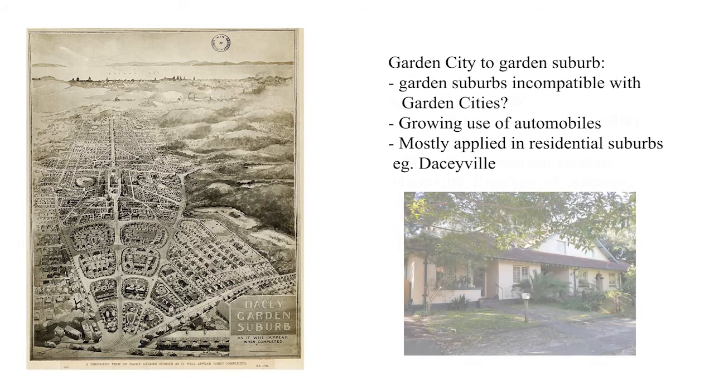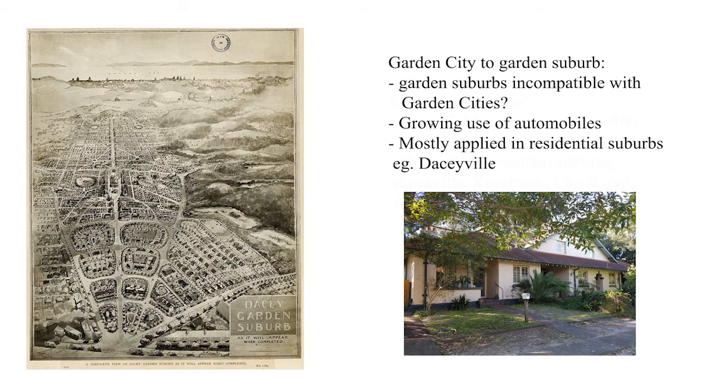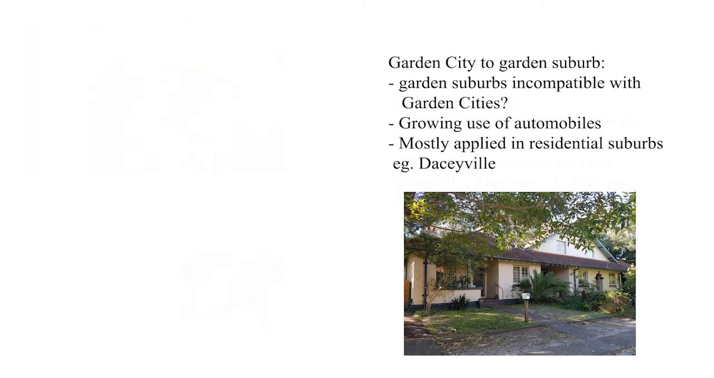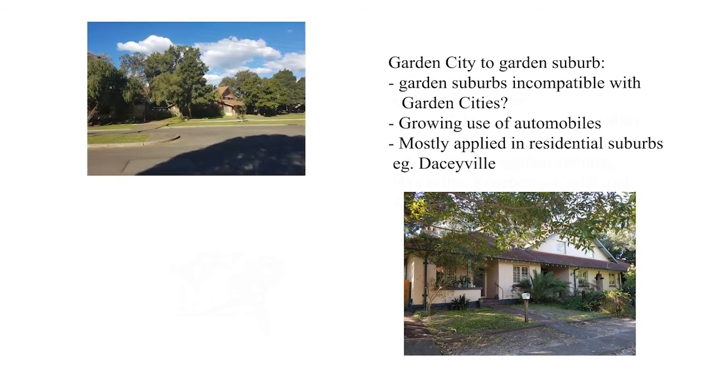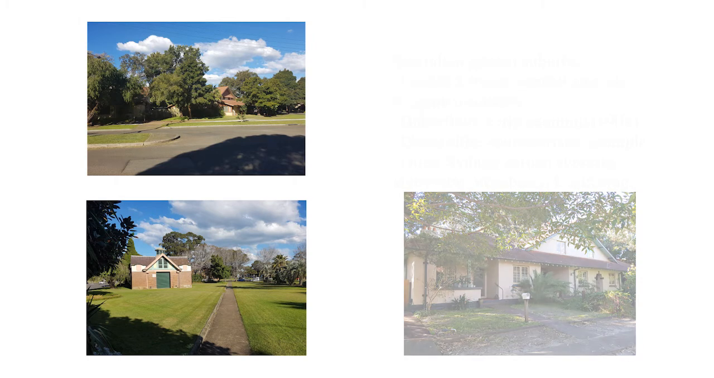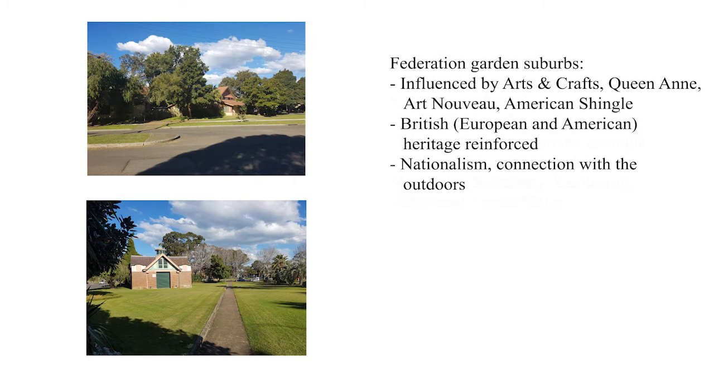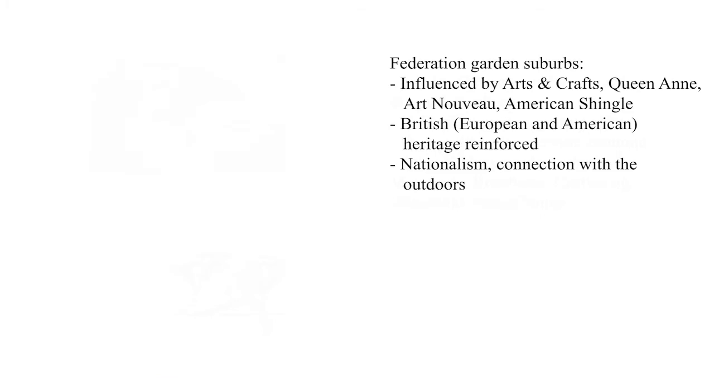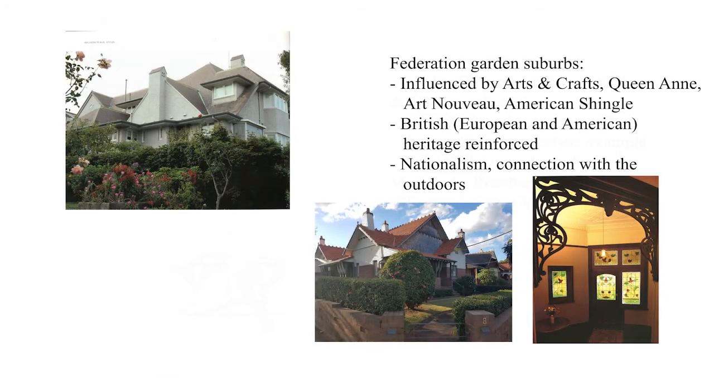The ideas of the Garden City movement were increasingly applied not to new garden cities, but to garden suburbs surrounding existing urban centres. Daceyville in Sydney South is a good example, which features a street plan directly influenced by Ebenezer Howard's designs. Garden suburbs such as Haberfield and Daceyville, along with many others, had a great influence on subsequent suburbs and became intertwined with the architectural style later to be known as Federation. Federation drew on styles such as Arts and Crafts, Queen Anne, Art Nouveau and American Shingle.